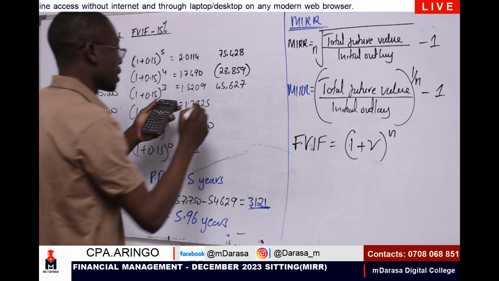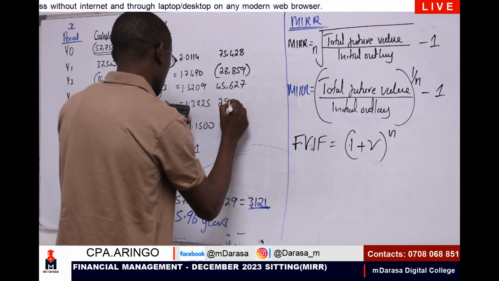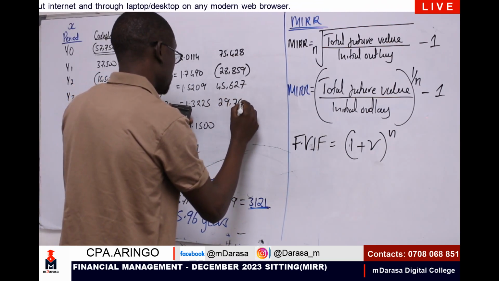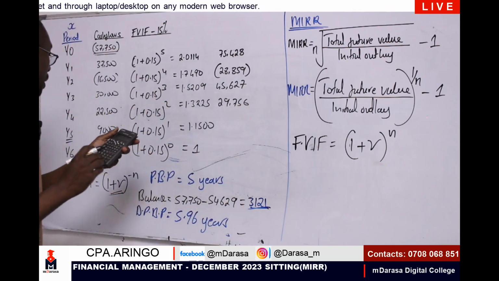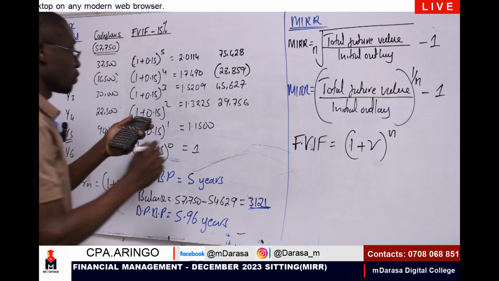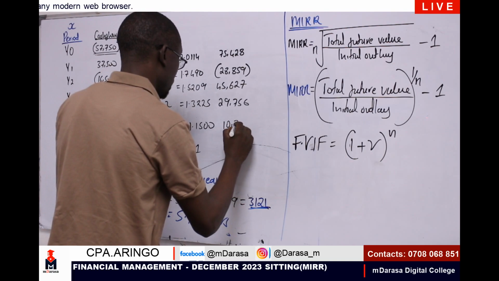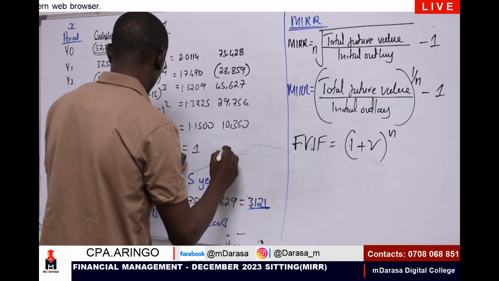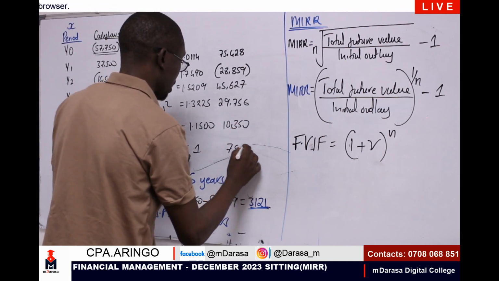22,500 to give us basically 29,756. Talk about 9,000 by 1.1500 to give us, of course, 10,350. Then lastly, of course, should give us 7,500.